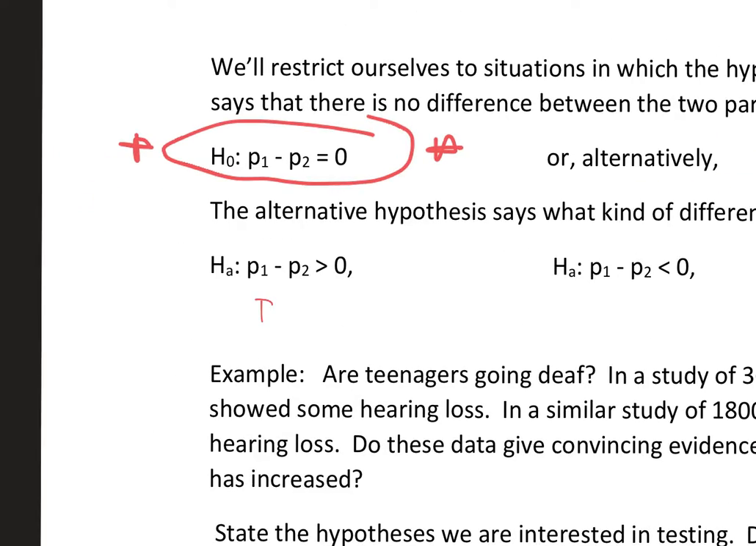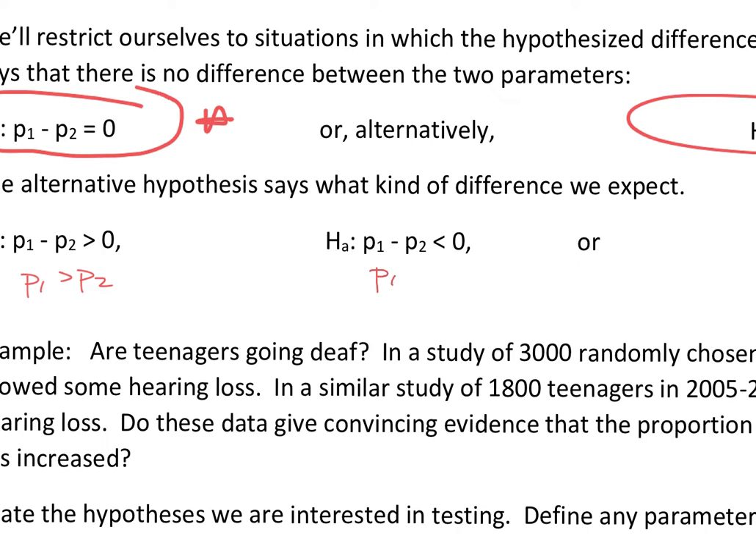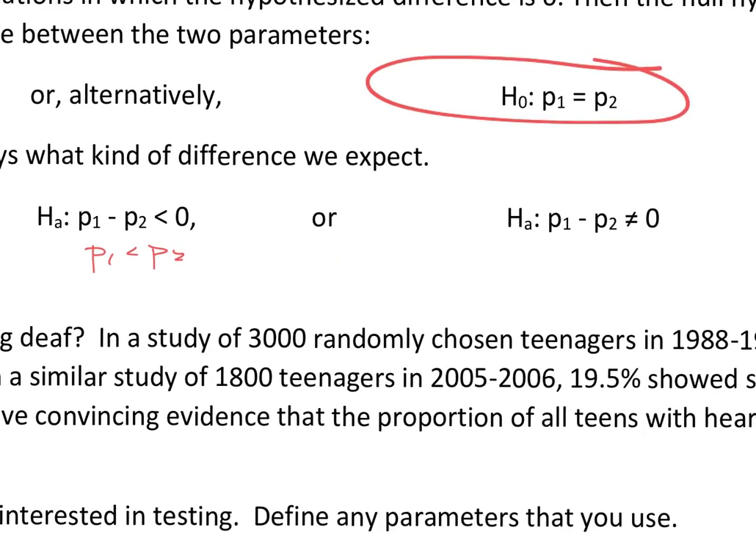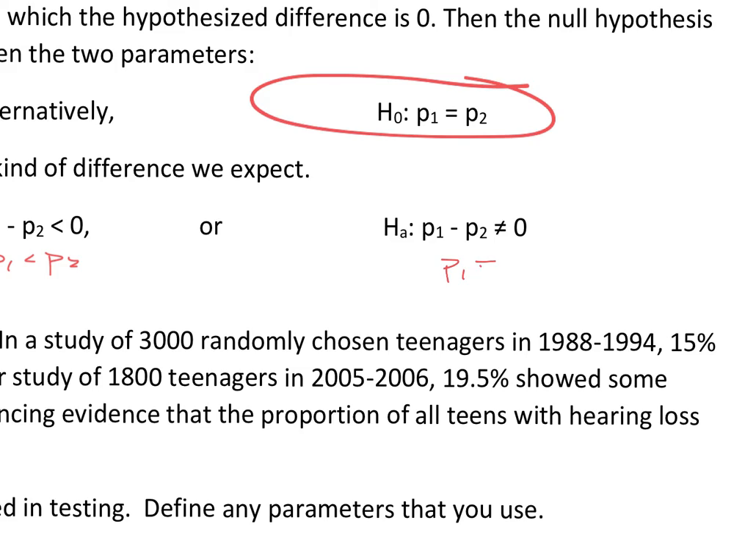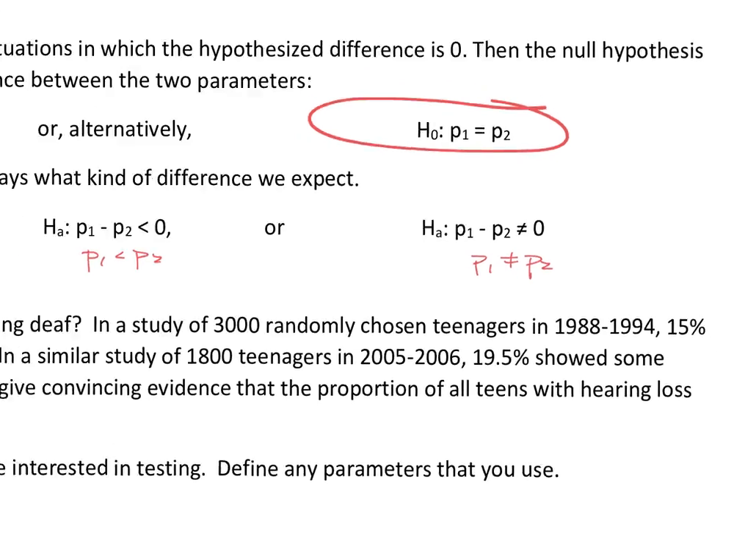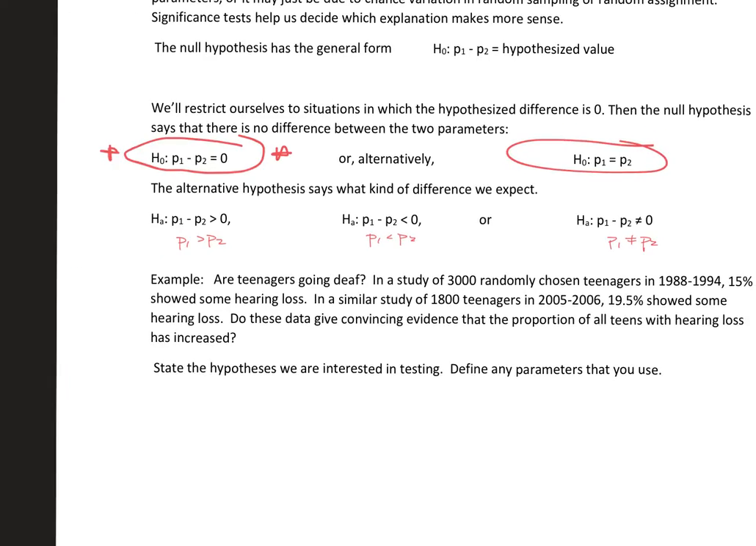So in other words, you could do P1 is greater than P2 by adding P2 to the other side. In this case, P1 is less than P2. And in this case, P1 is not equal to P2. So you have those three options, and then the alternative below it.